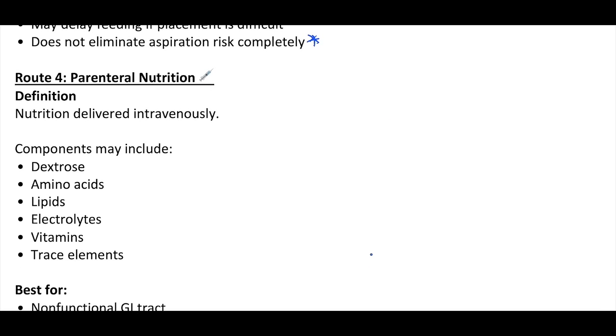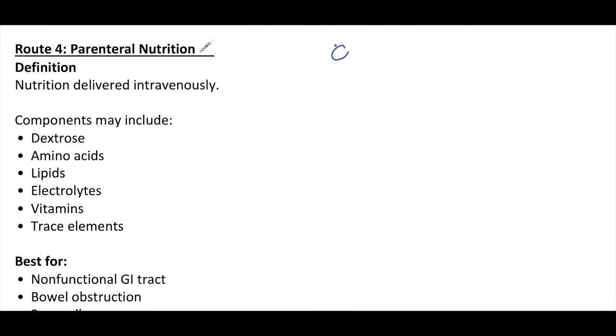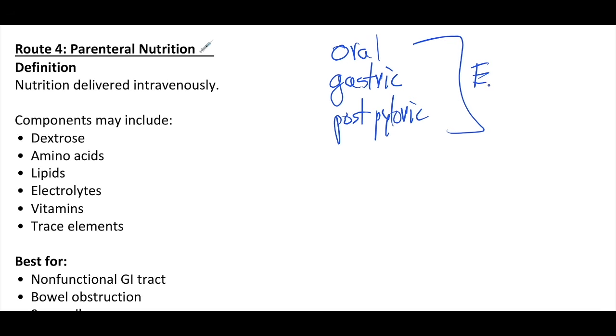All right, route 4 is parenteral nutrition. So far we had oral, gastric, post-pyloric. And these are the 3 ways we can give enteral nutrition. Remember, enteral nutrition was feeding the GI tract. The 4th is parenteral nutrition, which is feeding the bloodstream with macronutrients, so it does not use the GI tract.